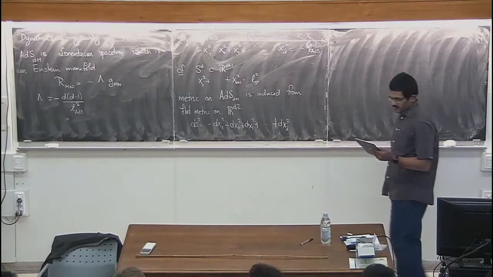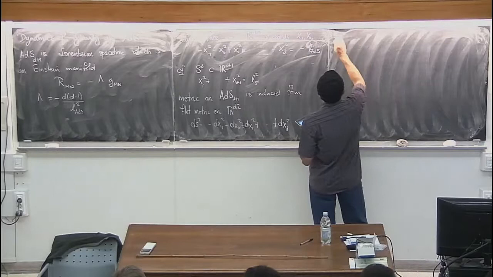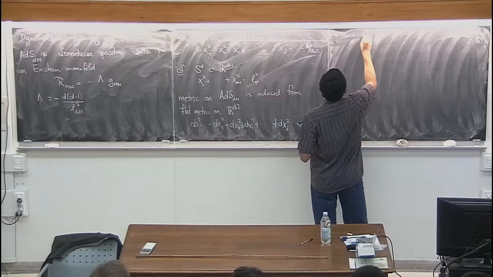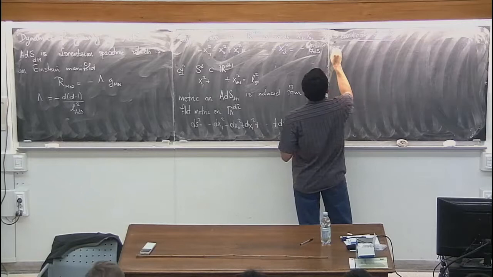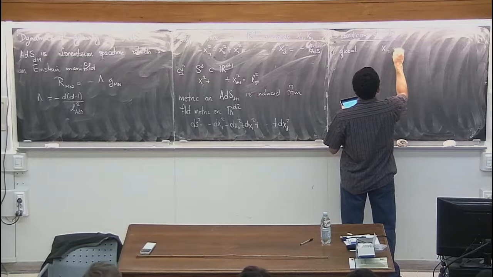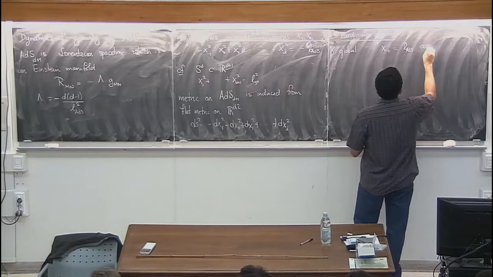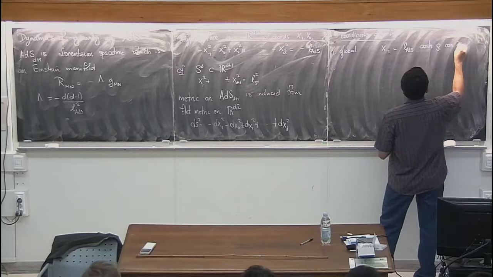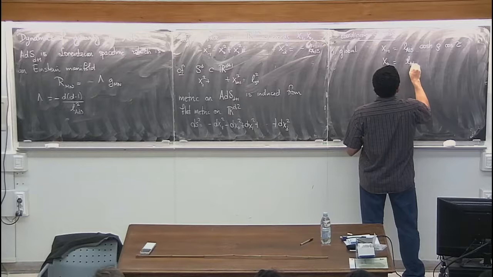So here is one. Coordinate charts. The first one I'll talk about is a global coordinate chart. This covers the entire spacetime. So here is the coordinate chart. So x minus 1, you can take to be L_AdS cosh rho cos tau. x0 to be L_AdS cosh rho sin tau.